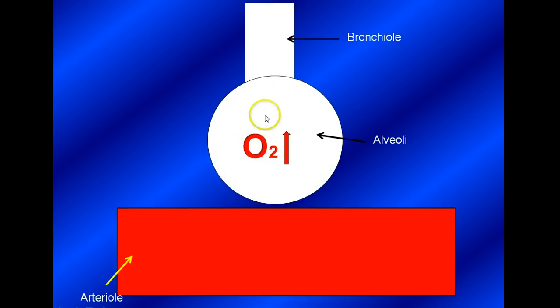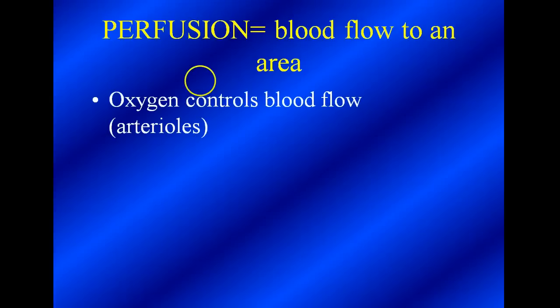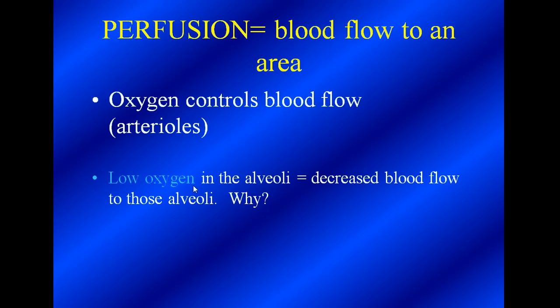So oxygen levels in the alveoli control what the arterioles do and control the amount of blood that goes into the alveoli. So perfusion. Perfusion is a general term dealing with blood flow to any area. We're specifically dealing with blood flow to alveoli. So the oxygen levels in the alveoli control the blood flow going to the alveoli. So again, if you have low oxygen in the alveoli, you'll get decreased blood flow to those alveoli. Why? Because there's not a lot of oxygen there. So there's no reason to really send a large amount of blood to that area.